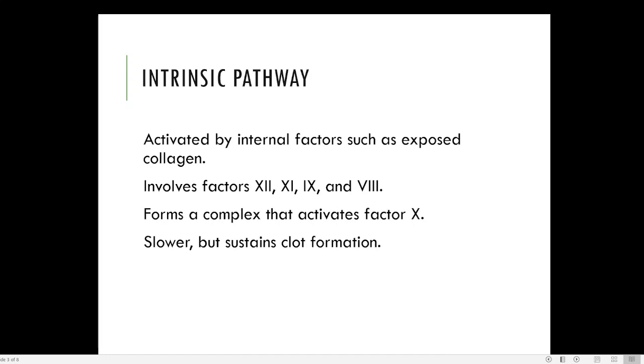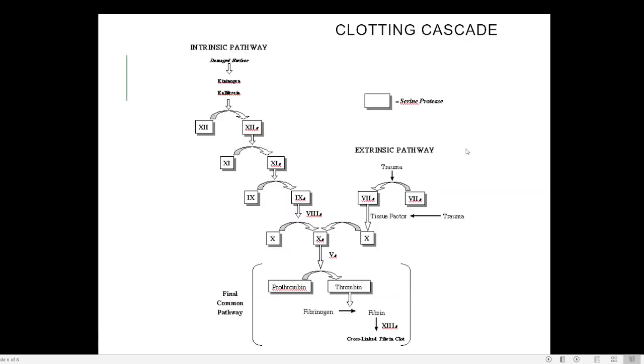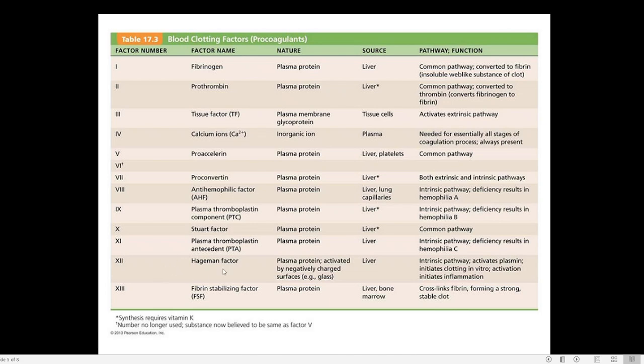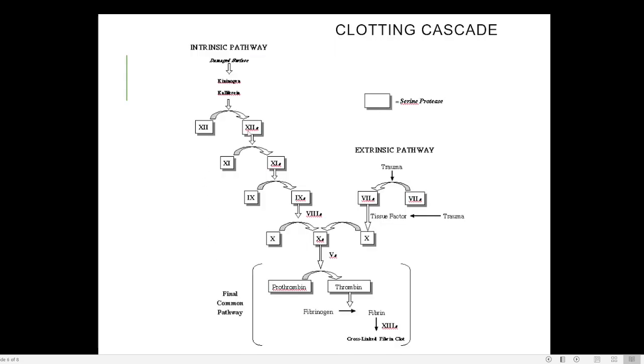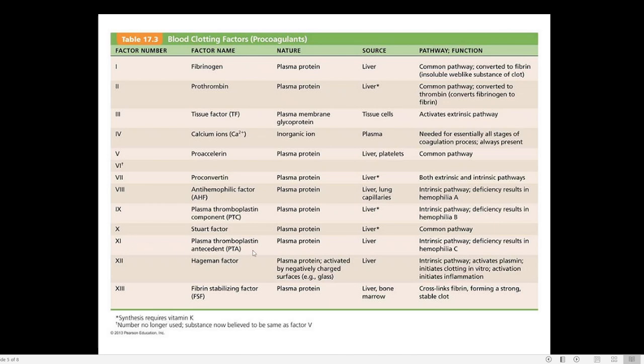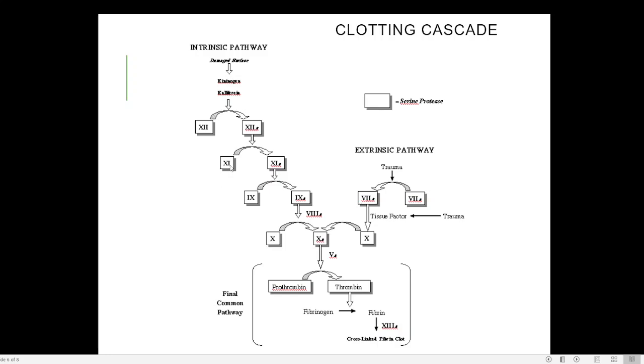Now what happens here, you can see that the first one is factor 12. What is factor 12? Factor 12 is the Hageman factor. Hageman factor will be converted into the active form of the Hageman factor. That is why they put an A here. This is the inactive form, this is the active form. When Hageman factor is converted into an active form, that will be acting on the next factor, that is factor 11. Factor 11 is the plasma thromboplastin antecedent, PTA. And that PTA will be converted into the active form of the PTA.